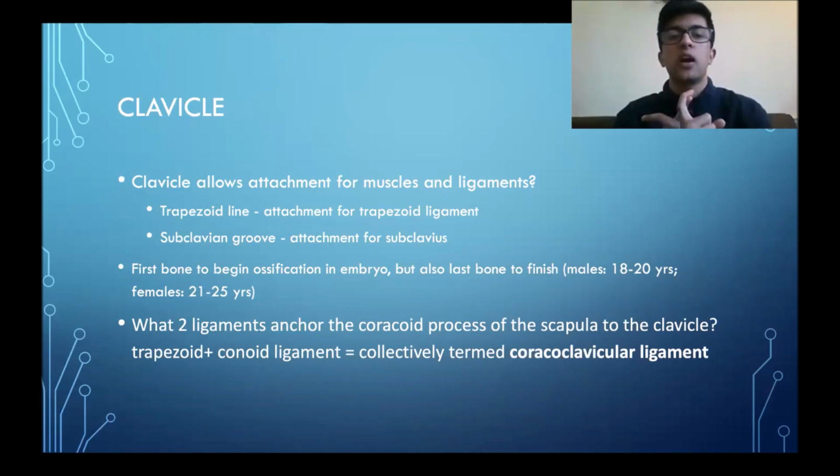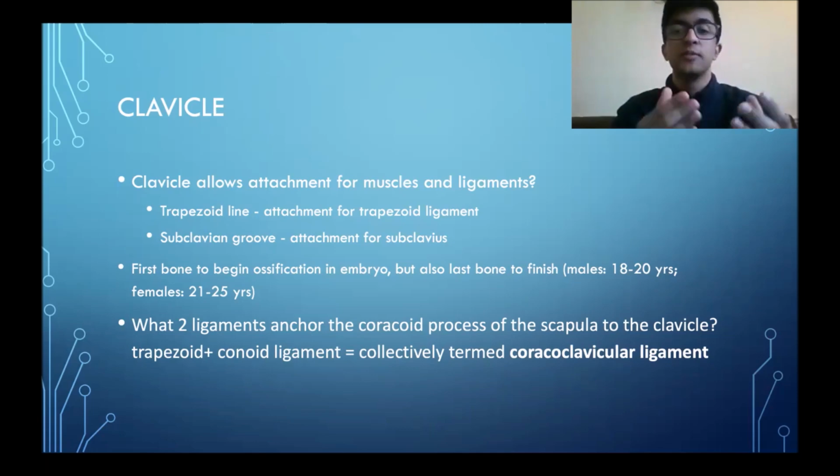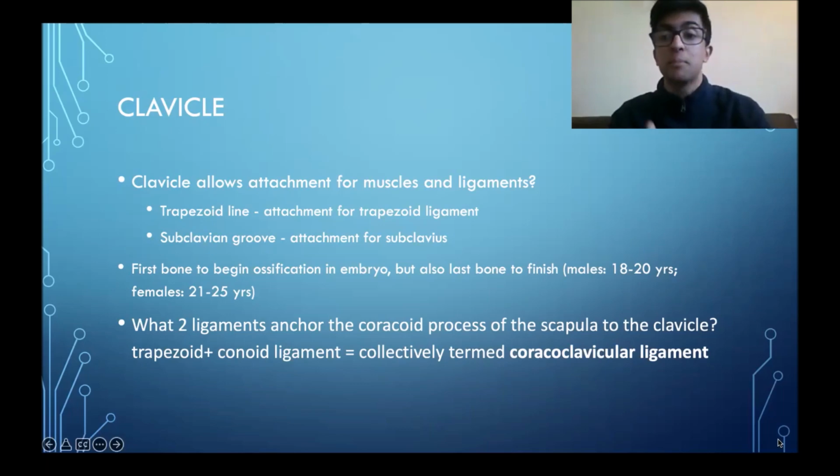So you have the trapezoid line and the subclavian groove, two key features, and it's quite self-explanatory because of the name, luckily. The trapezoid line is for the trapezoid ligament and the subclavian groove is for the subclavius, which is a muscle you learn about later. The thing is that you get all these names and you get overwhelmed, but it's kind of in the name, so it's quite helpful to remember. It's just an idea to appreciate and understand rather than just memorize these names, memorize what's attached.